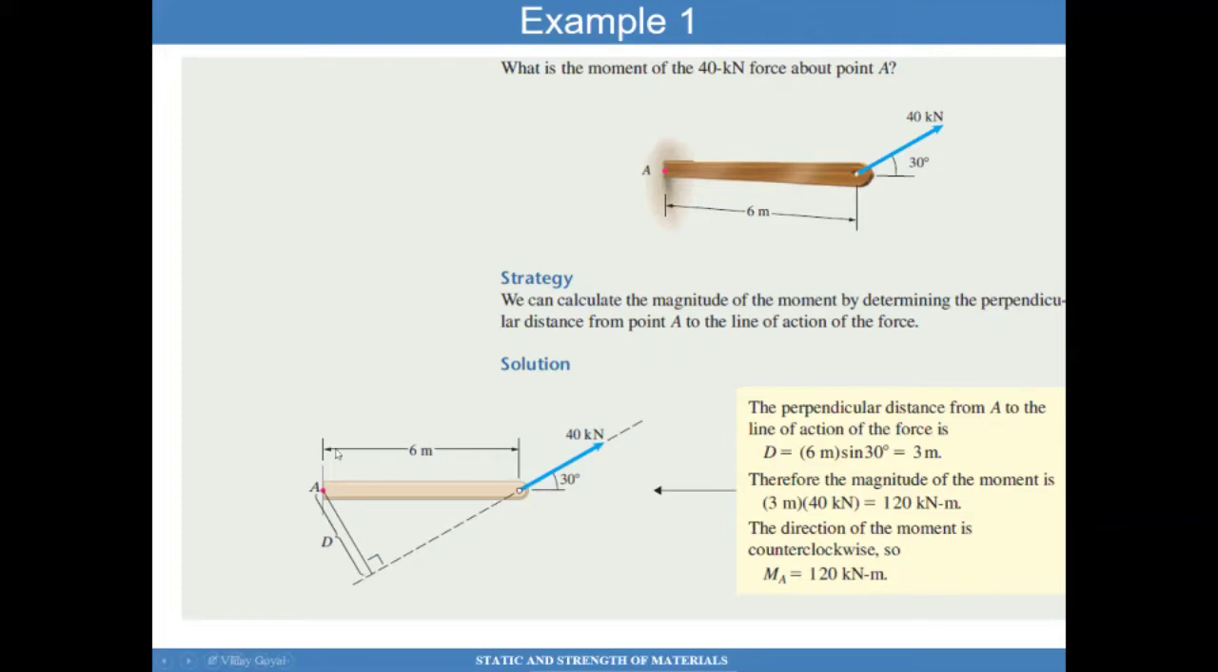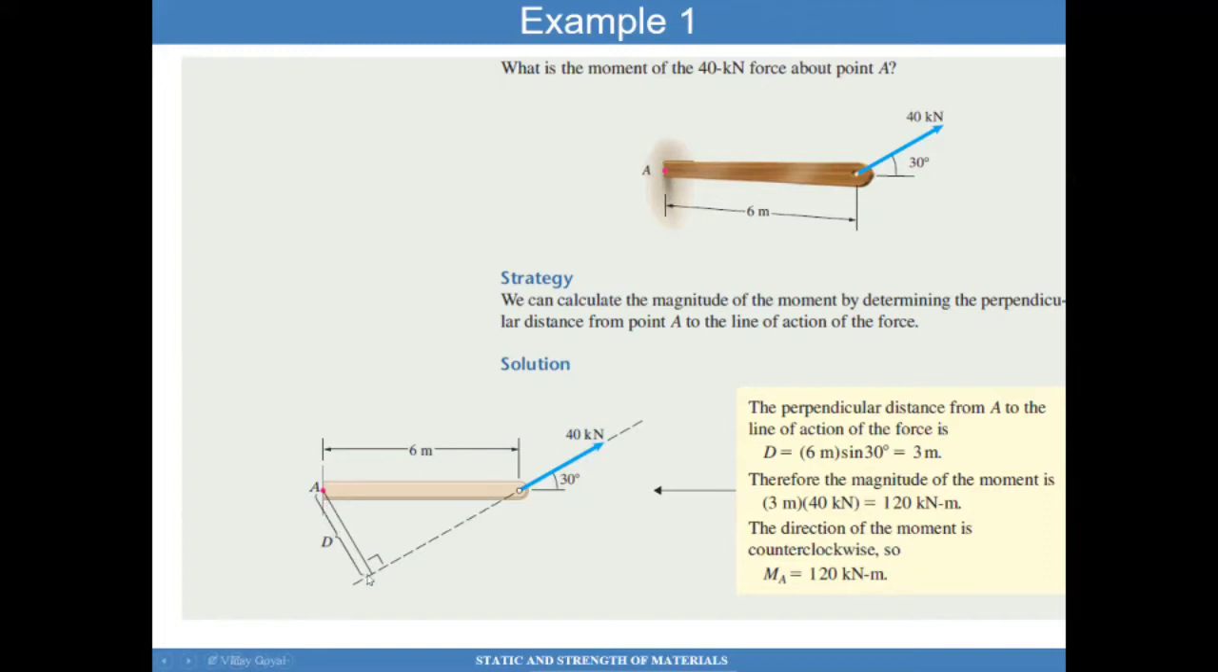We know this distance is 6 meters, and the force applied is 40 kilonewtons. So then the moment applied will be 40 kilonewtons times this distance. Since I know there is 6 meters and this 30 degrees, this angle here is also 30 degrees. And so therefore it's very simple to then determine this distance d. This distance d is 6 meters times the sine of 30 degrees, and that'll give me 3 meters.